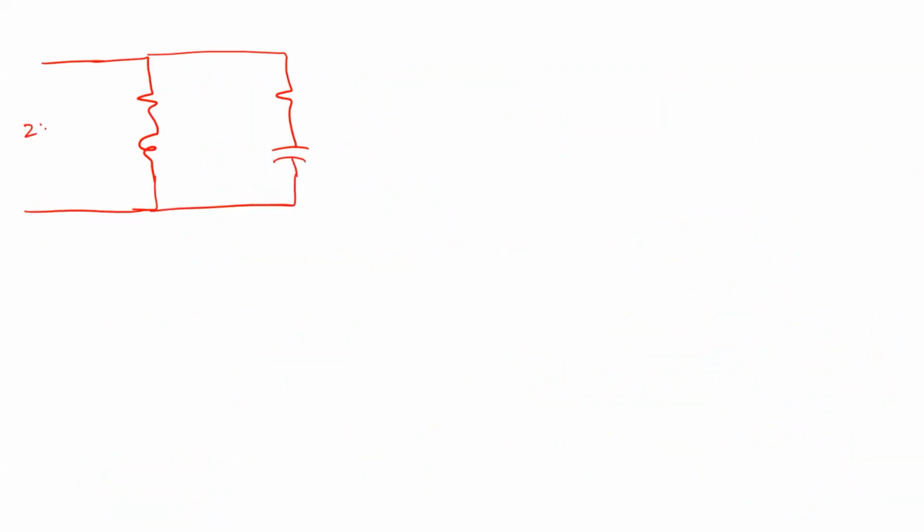So this 230 volts supply is 50 Hz. This is 20 ohm, and this is 0.1 Henry. This is 50 ohm and 40 microfarad. So calculate the current I.